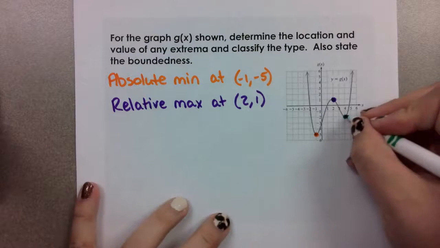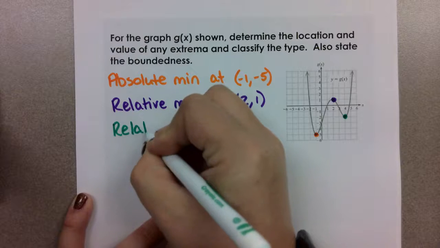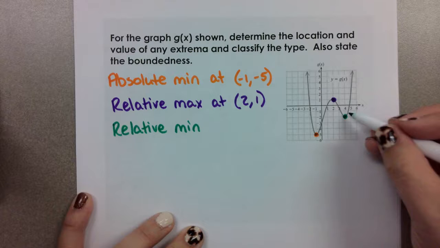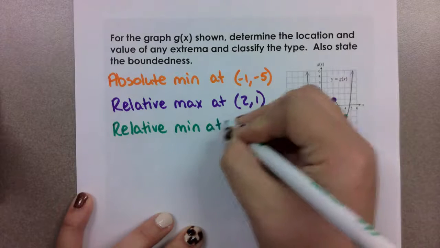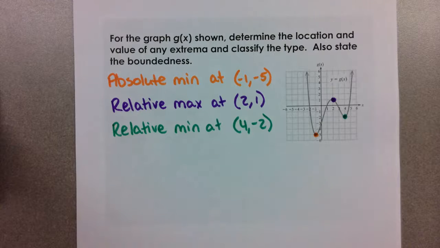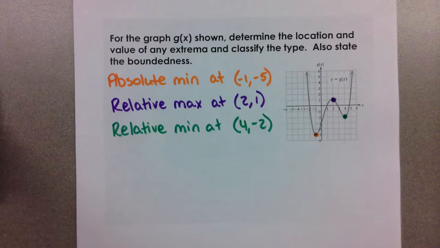And then I see another valley here. That's a relative minimum because we go lower than it over here at 4, -2. There is no absolute maximum because my graph goes on forever upward. Some people try to say it's infinity, but remember, there's something bigger than infinity. It's infinity plus 1. We can always get bigger than infinity, so we can't say that we have a maximum.